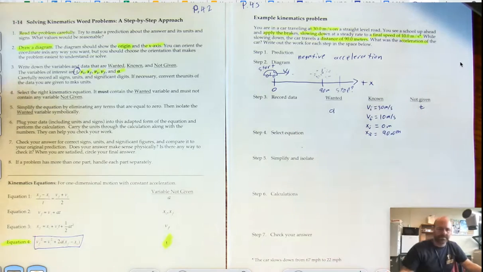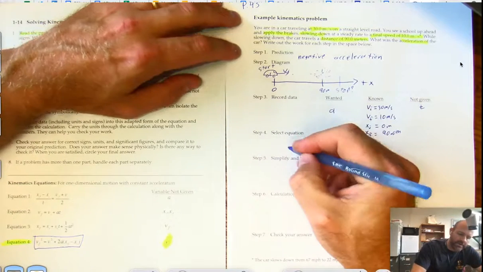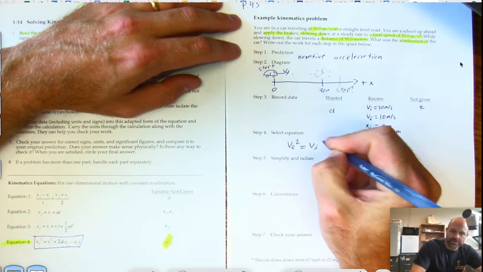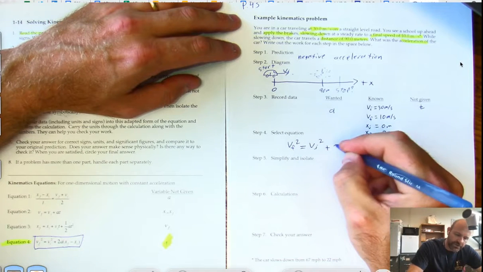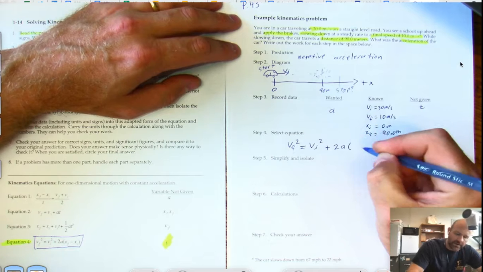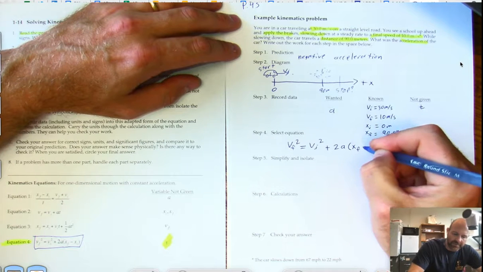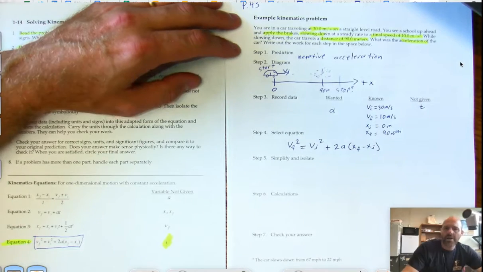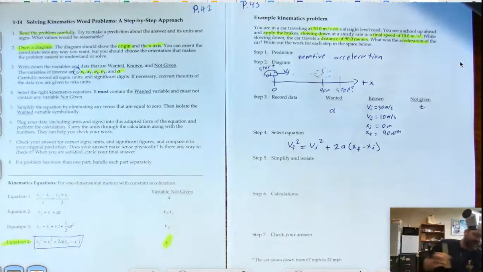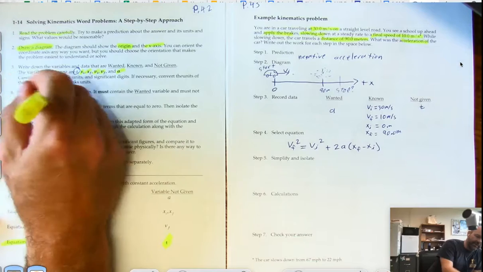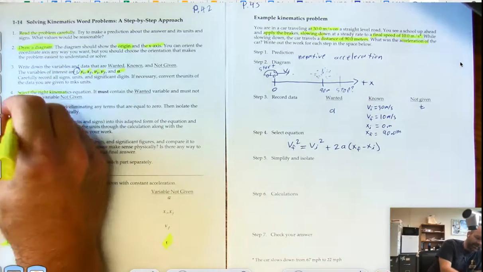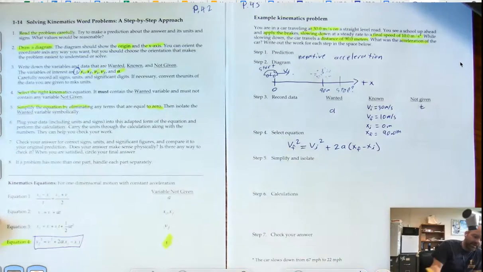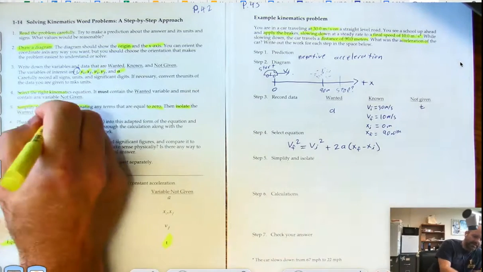And so that's what we write down for step 4. We write down our equation: V final squared equals V initial squared plus 2 times the acceleration times the quantity x final minus x initial, right? So that's our equation. The next step says, select the right equation. We already did that. The next one is simplify the equation, eliminating anything that's 0 and then isolate symbolically.